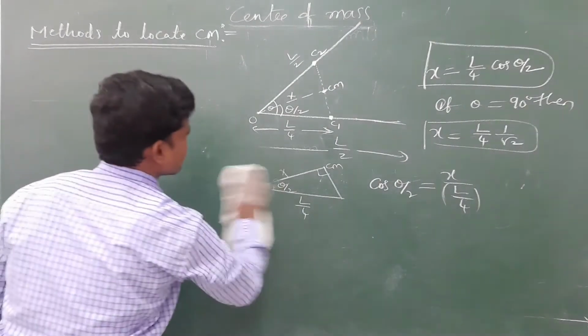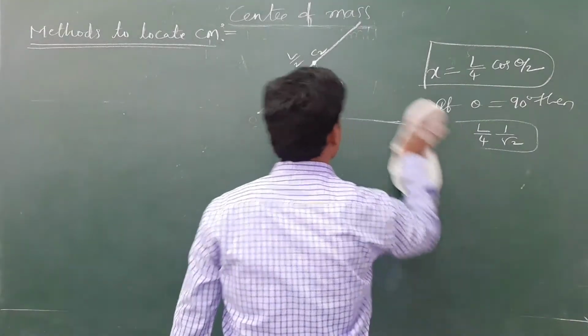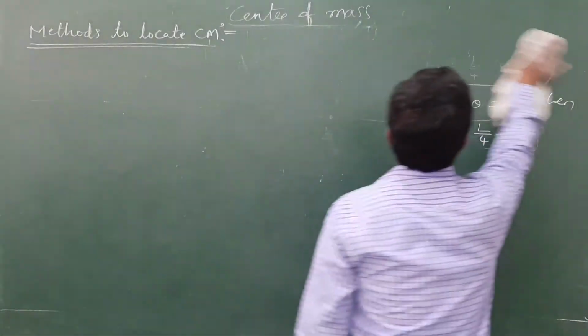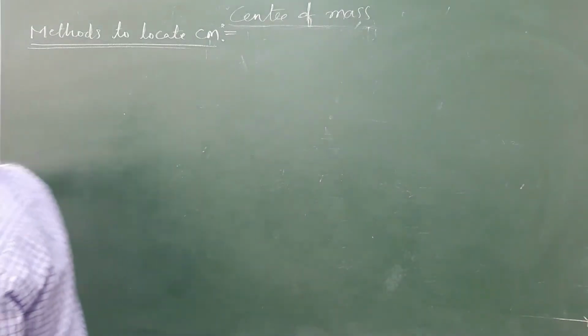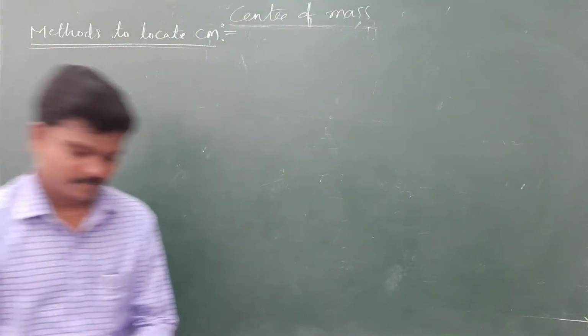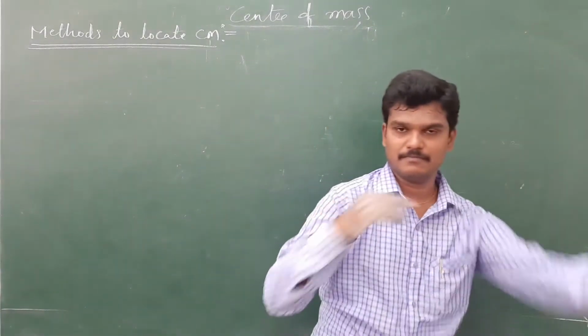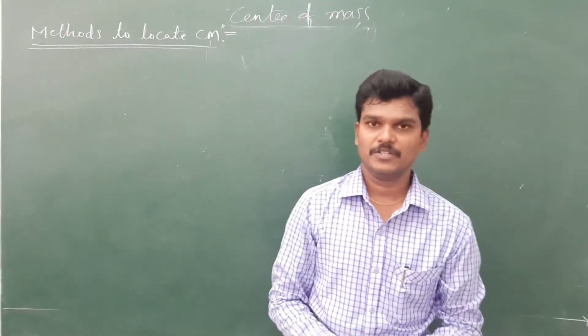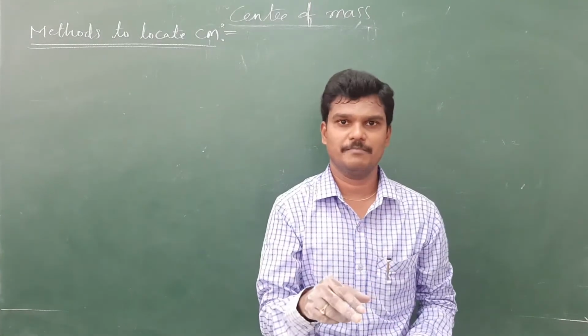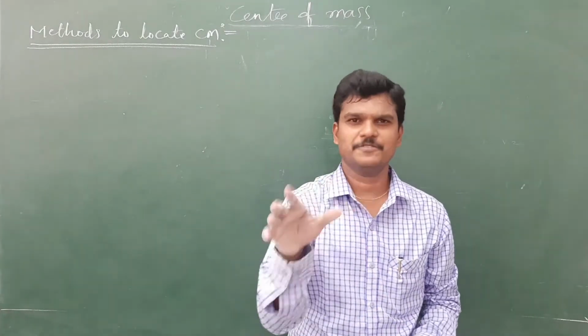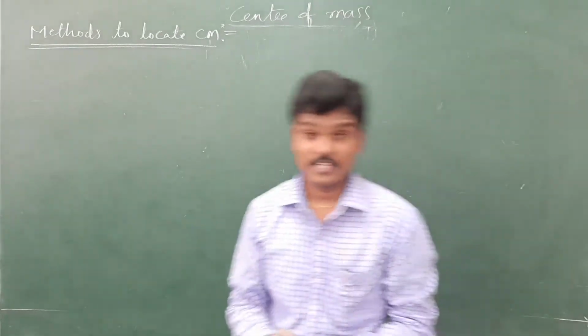Now see, the next one is the method of decomposition. Let me give some examples for this method. Method of decomposition means cut. They may give some plate, and they may cut it into some other shape, like an F shape, an E shape, like that. So it's like an L shape.